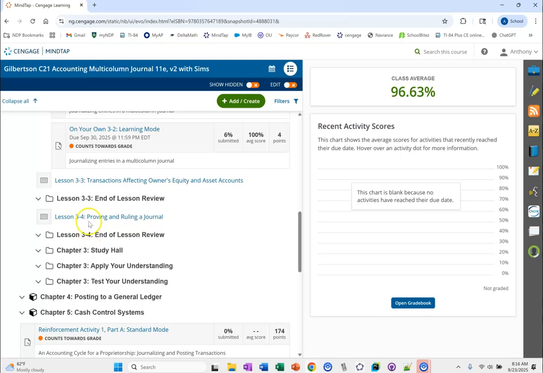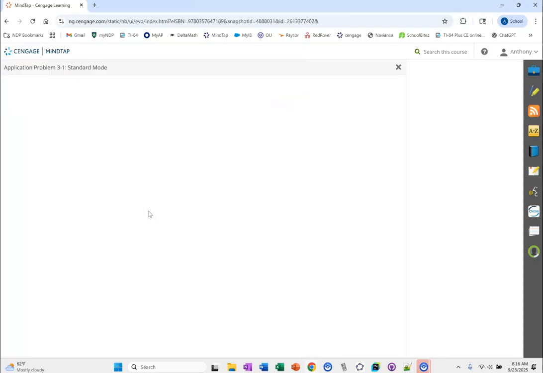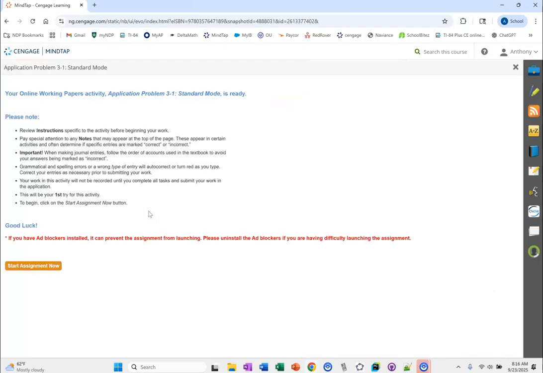Before we move on and start talking about the 3.3 stuff, we haven't done the notes for that yet. If you do the Chapter 3 apply your understanding, do the application problem for 3.1 and 3.2 also. Sure. So let's look at the 3.1 application.